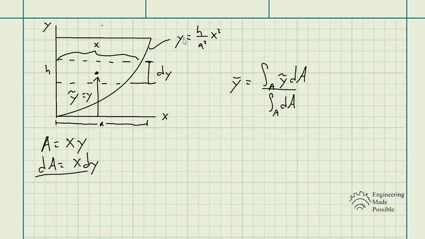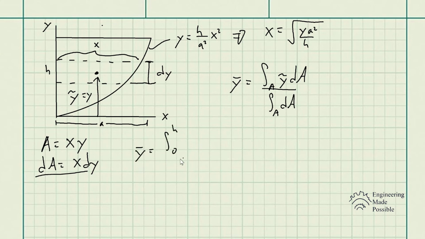And since we're given the equation y is equal to h divided by a squared times x squared, we're actually able to solve for the x value here. So solving for x, x is equal to the square root of y times a squared divided by h. So let's go ahead and plug it in for the y bar here.